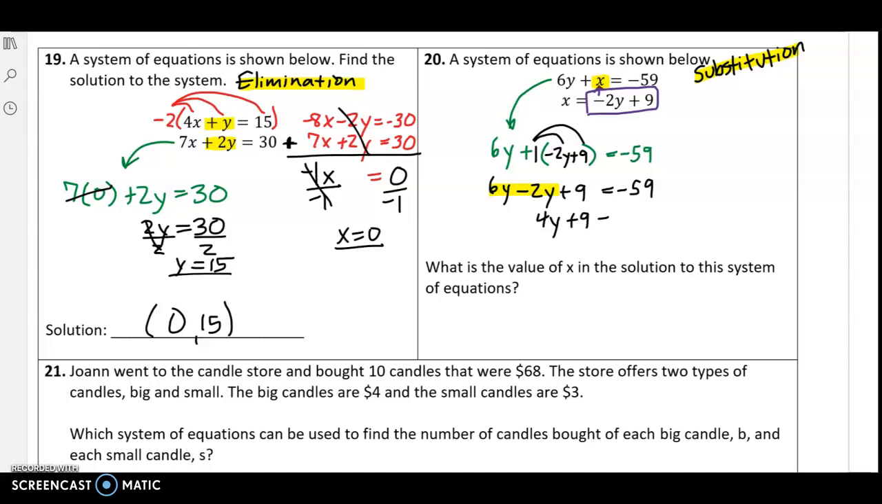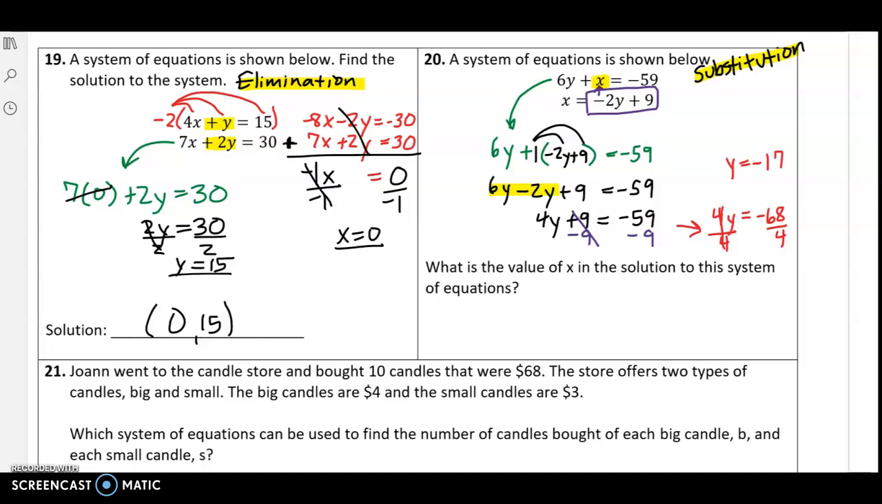Now let's finish solving. To get rid of a plus 9, we minus 9 from both sides. So we've got, I'm going to move it over here. On the left side, we have 4y. Negative 59 minus 9 is negative 68. And then we divide by 4. And we get that y is equal to negative 17.